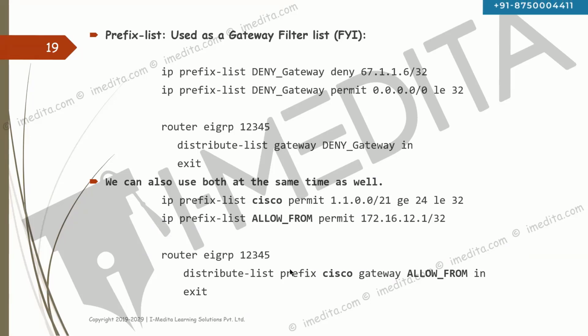So this statement says, as per this statement, I want to receive these prefixes only from this gateway. From everywhere else, block it. So we can use both at the same time.